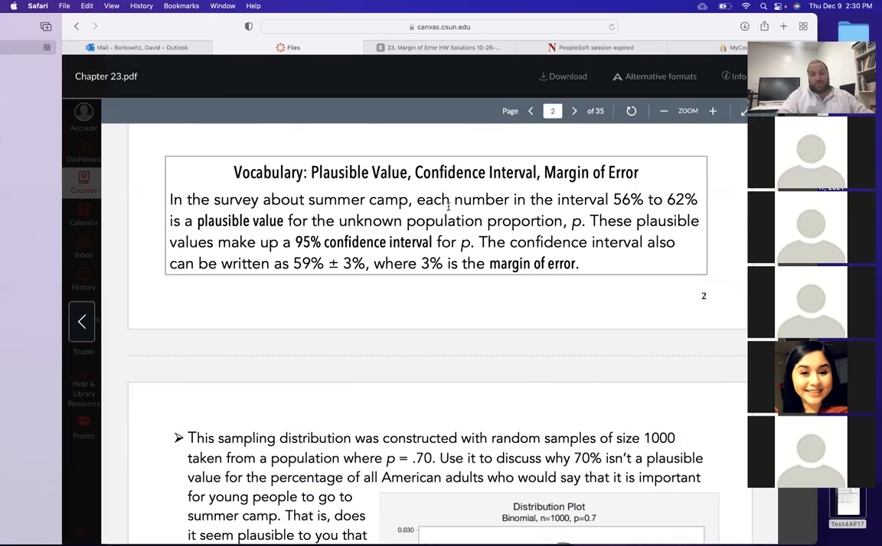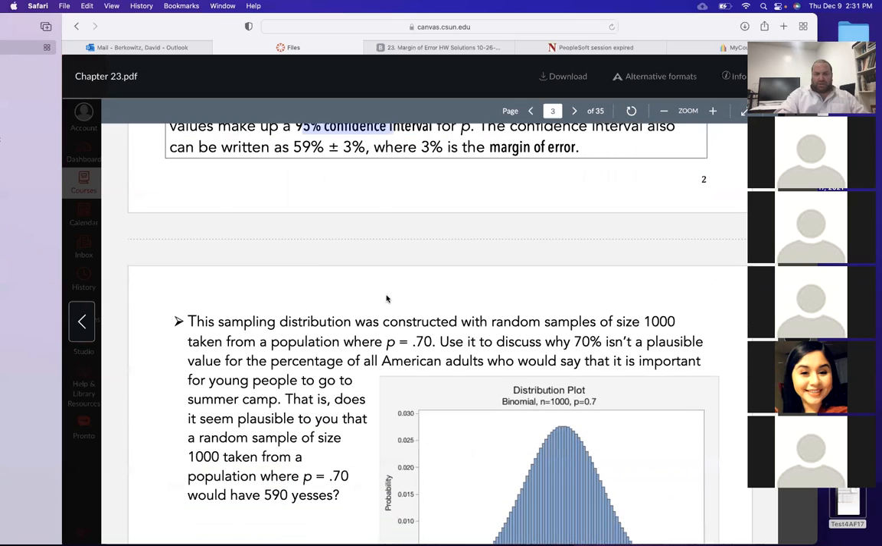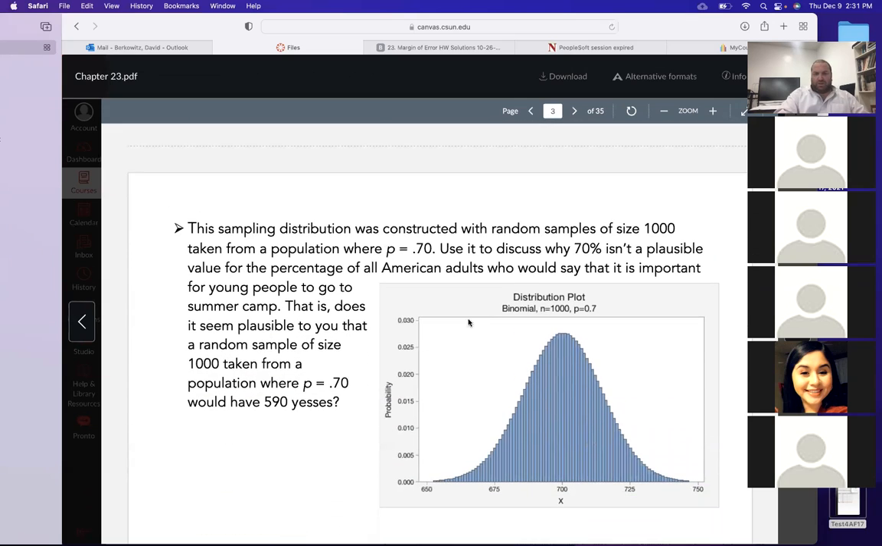So the margin of error is how much you add or subtract. So it's how much you go right and how much you go left. That is the margin of error. Different confidence levels give different margins of error. Let's take a look. What else we got here? Well, this is the chapter that had all these things.